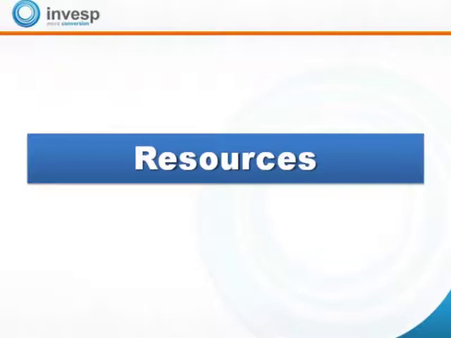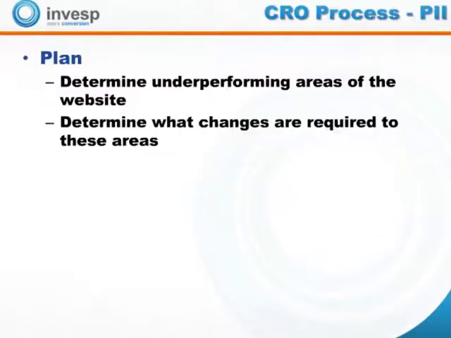The first one is the planning stage, determining what the underperforming areas of the website are, determining what changes are required to those areas. Should I focus, and I've mentioned this before, on my product pages versus my checkout, or why not the main homepage? And if I'm going to focus on my cart page, what changes should I be making on that particular page? The next stage is implementing the specific changes on that underperforming area. And then the last stage is the improvement: analyze the results, and build on that in your next stage.